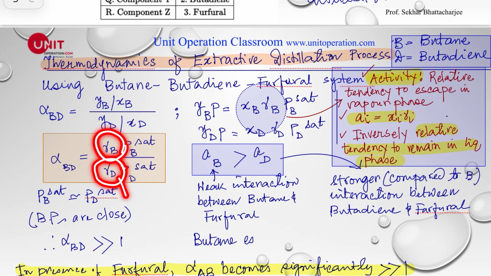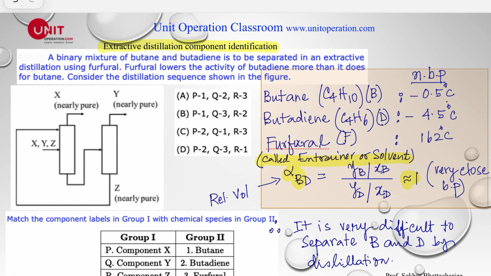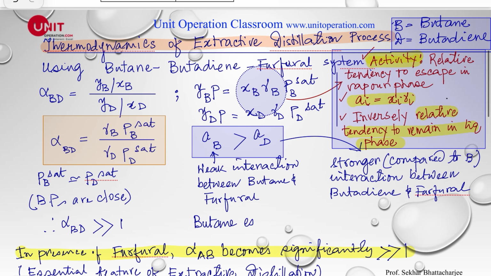So what happens if this is much lower? As you can see, by adding furfural, the relative volatility tremendously jumps much higher than 1. So therefore, the separation between butane and butadiene becomes very easy. Of course, since the interaction between butadiene and furfural lowers the activity of butadiene much more than it does butane, butadiene will tend to stay in the liquid phase much more than the butane.